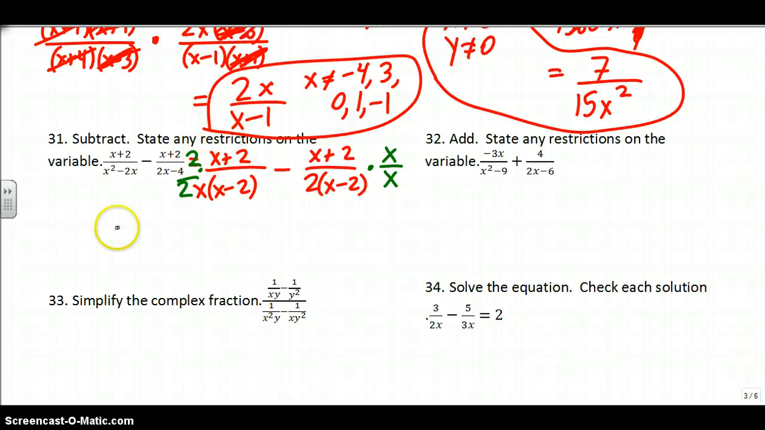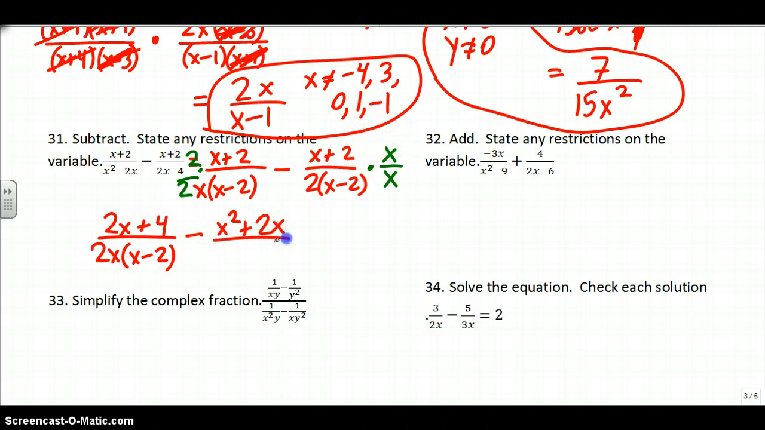And then you just have to remember how to distribute. 2 times x will be 2x. 2 times 2 is 4. Over, and you can actually just go ahead and leave the denominator factored. That'll be alright. Minus, this will now be x squared plus 2x, because I distributed the x's. And if you saw the last video, you remember I had to be careful about these minus signs. I changed it to plus and then add the opposite, right?